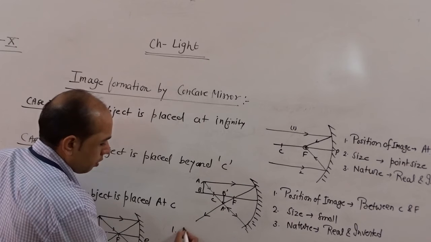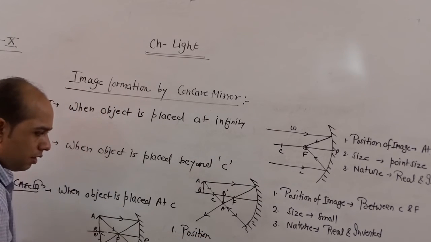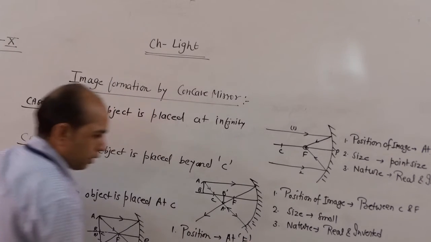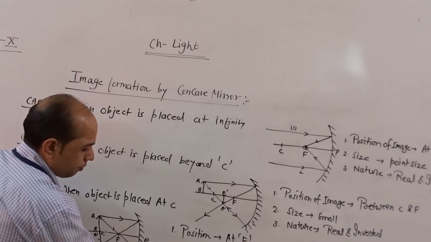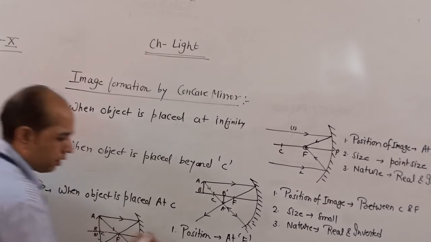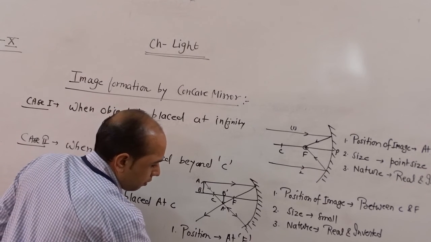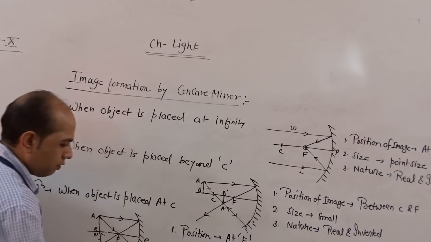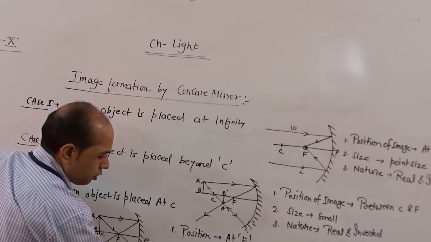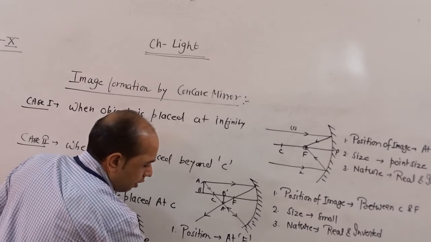So again position of image is here at C. Okay, second thing, size. So size is here same as the size of the object. And third one, nature. Because of the same side, nature is real and inverted.